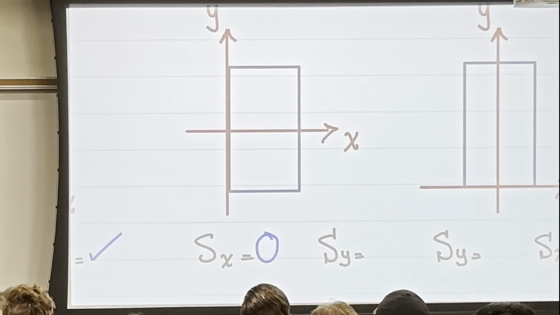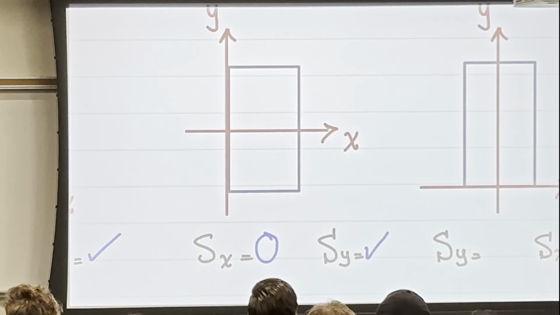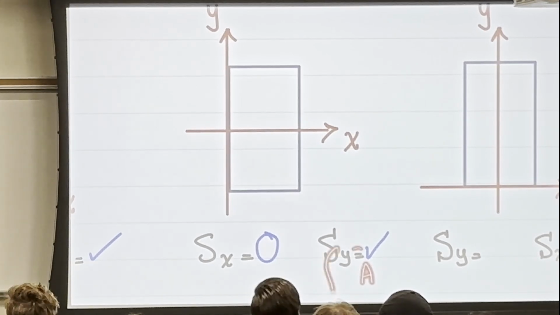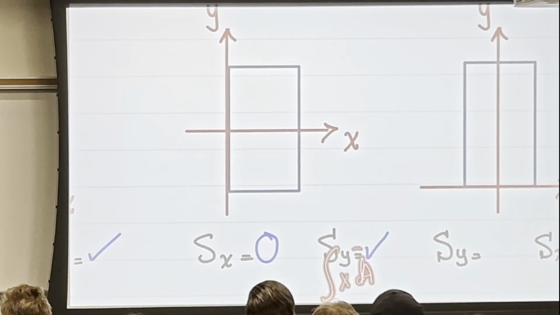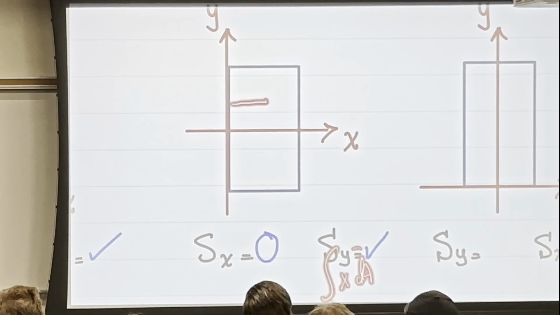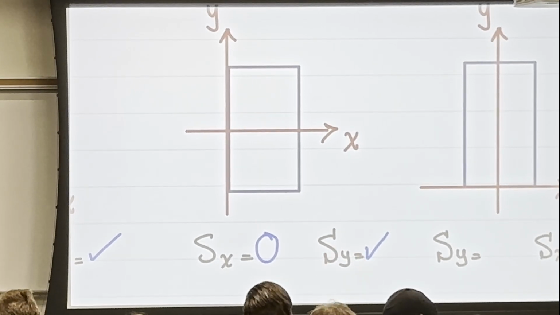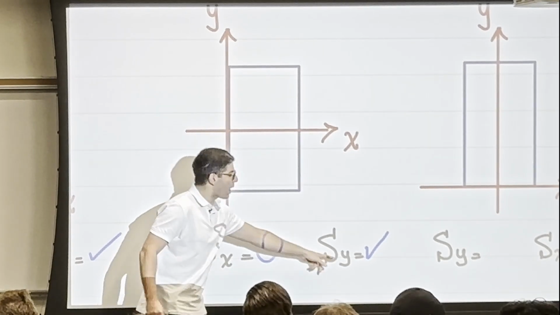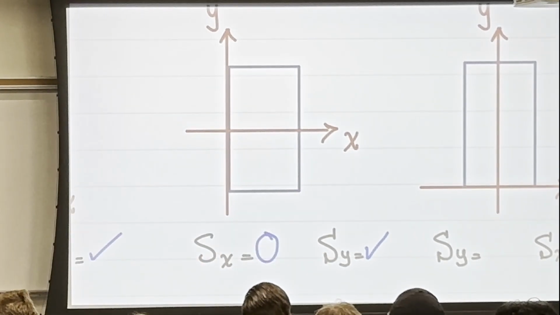But I will have a value for Sy, because again, Sy is equal to the integration of area times x, the horizontal distance to that y. So the centroid of that shape doesn't align with the y. That's why I will get a value here. I'll get a number here.